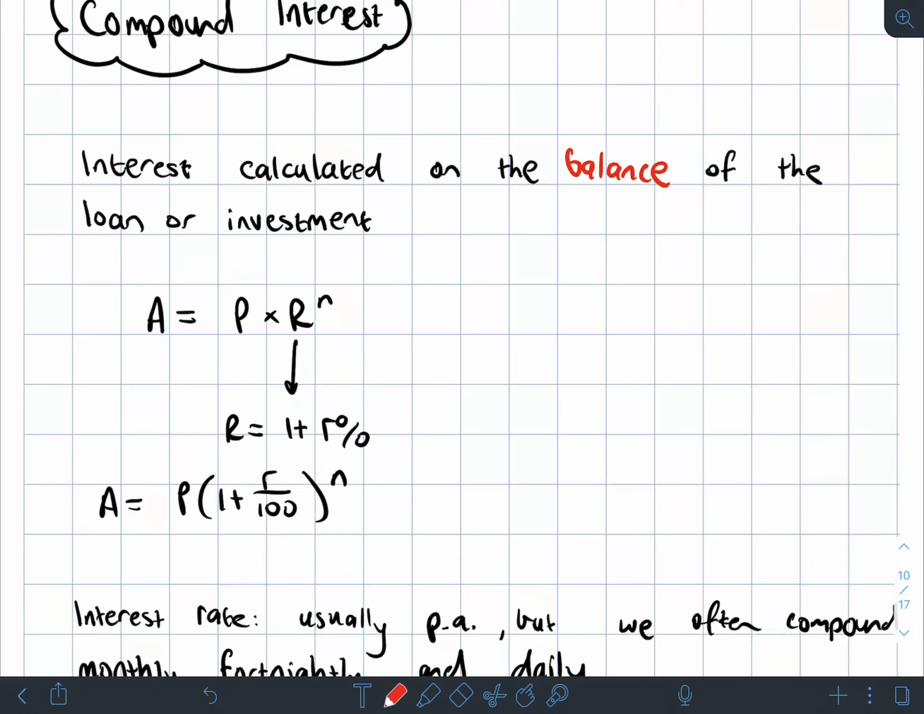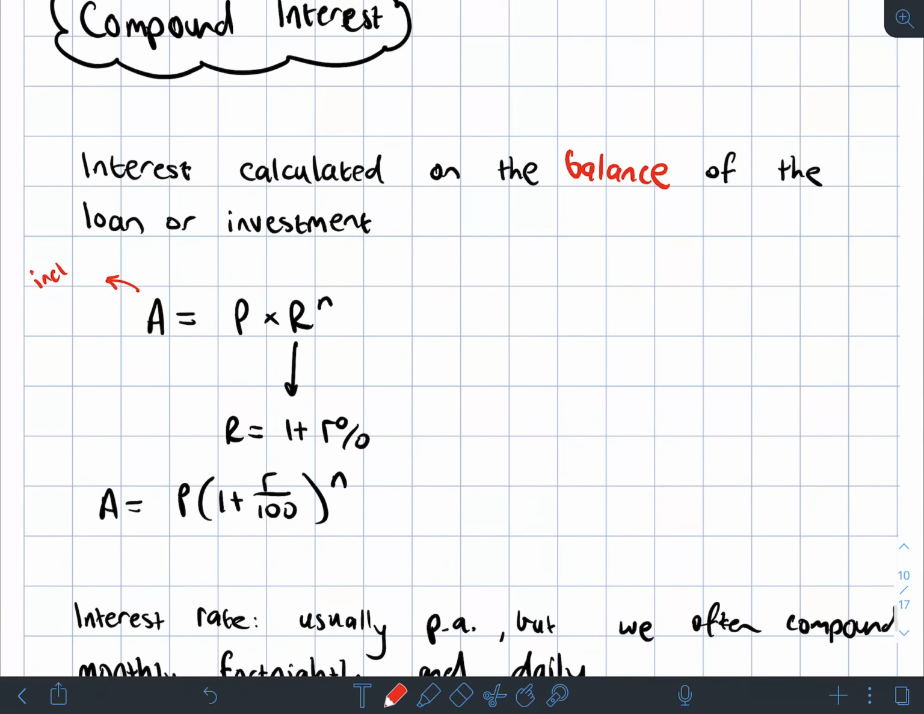It also has this form here when you include this bit here, which is where we're finding how much it increases by. So this A is the amount. This is different to the simple interest formula where we're just finding the interest. This is the amount, which includes the principal and the interest. Okay. Then it's the principal times this little bit here to the power of n.